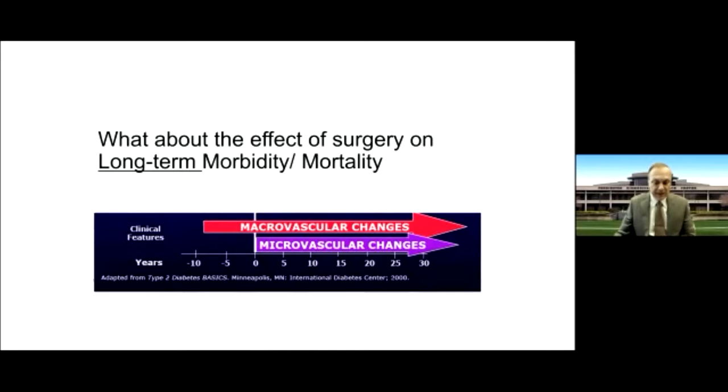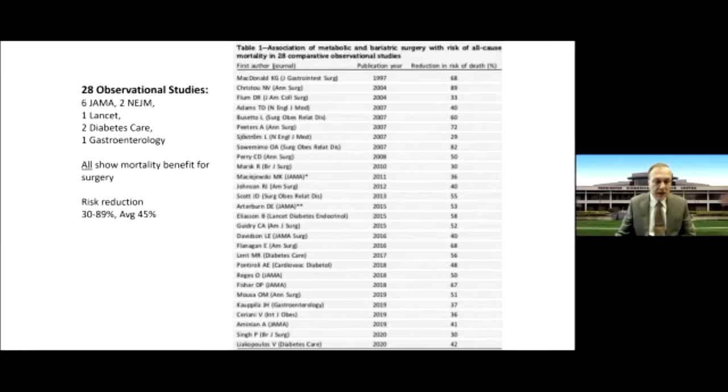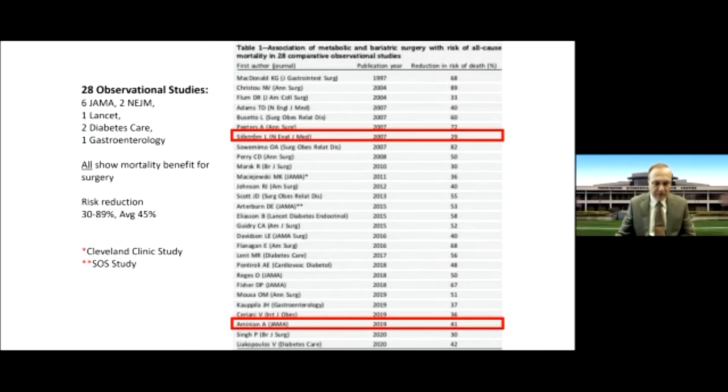gastric bypass and sleeve gastrectomy in terms of the cardiovascular outcomes? Well, there's quite a few studies, in fact, nearly 30 large observational studies published in pretty high-end journals, including one of our own studies from Cleveland and the SOS study. But these studies have an insufficient number of sleeve gastrectomies to really show any type of difference in terms of cardiovascular outcomes. We don't really have the data to make those inferences at the present time.